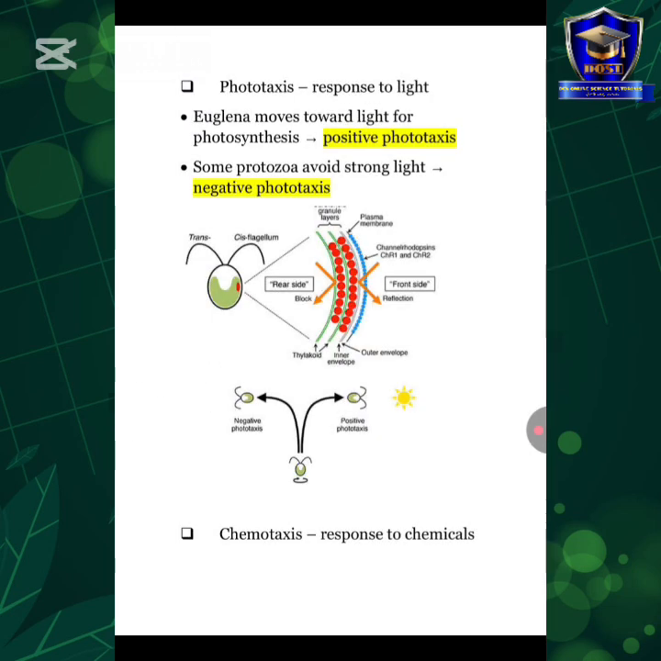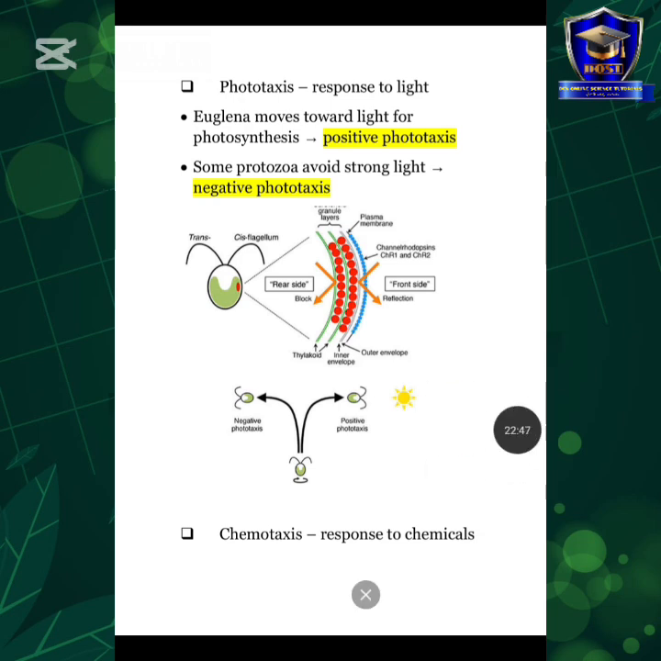All right, so let's look at types of tactic movements, or types of taxis. Number one, we have phototaxis, which is the response to light. So Euglena can move towards light for photosynthesis. It's called positive phototaxis. And protozoans can avoid strong light; when they see strong light, they move away from it. Or just imagine you walk into your kitchen and you point your torchlight at a dark area and you see a cockroach, and the cockroach quickly runs away from the light. So that's negative phototaxis.